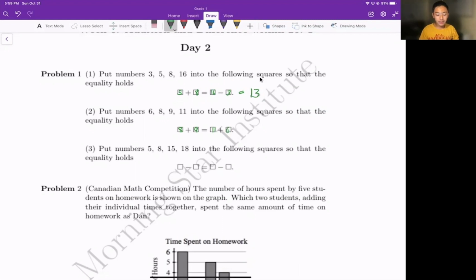And for number 3, it's the same. Put numbers 5, 8, 15, and 18 into the following squares so that the equation holds. What we want to do is basically to play around with the numbers again. And the equation that I got was 15 minus 5 equals 18 minus 8. And the equation is 10. And the above one is 17.